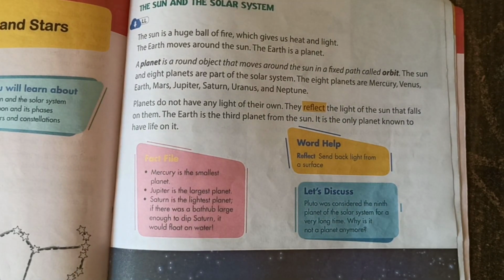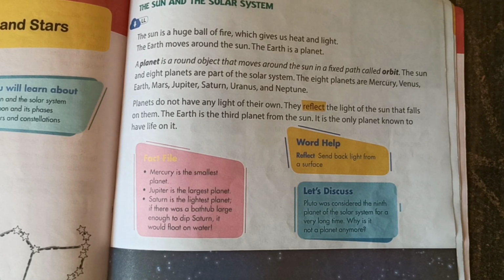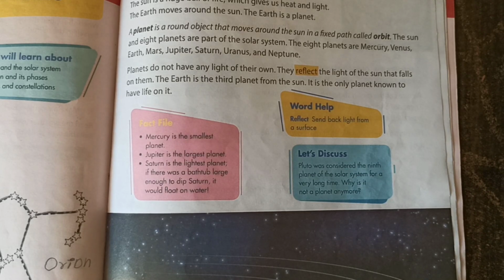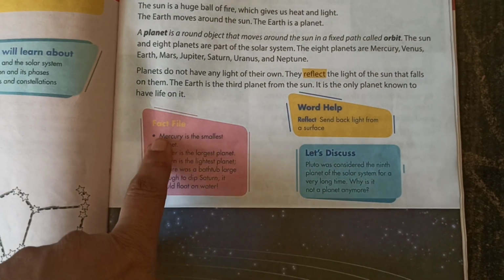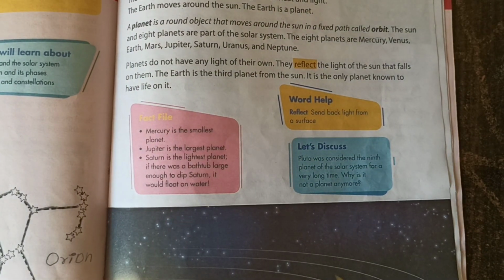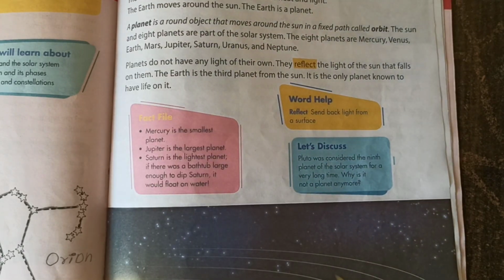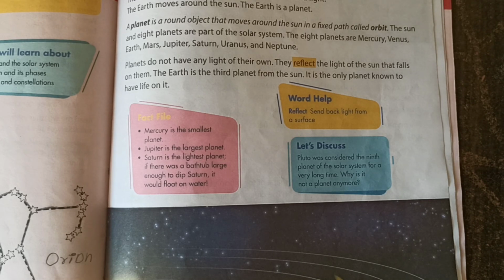Here is one fact file given in the textbook. Mercury is the smallest planet, Jupiter is the largest planet, Saturn is the lightest planet. Please read the fact file also, because your science teacher can give you a few questions from the fact file, which answers you can search in the fact file. Okay, you can see, what about Mercury, tell me one line. Jupiter, Saturn. Okay, Saturn is the lightest planet. If there was a bathtub large enough to dip Saturn, it would float on water.